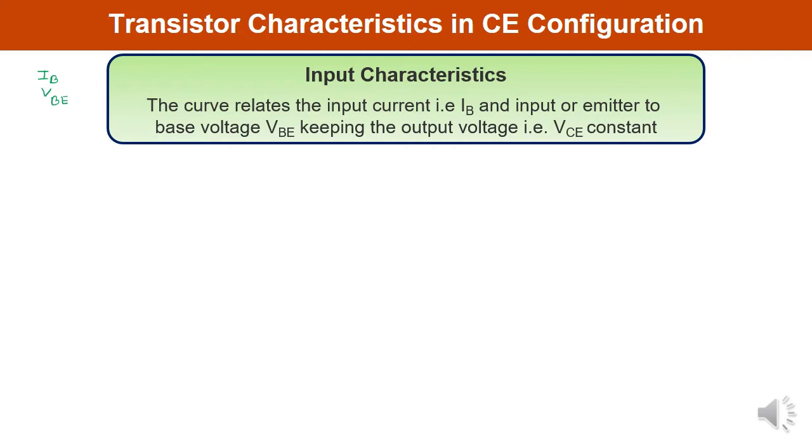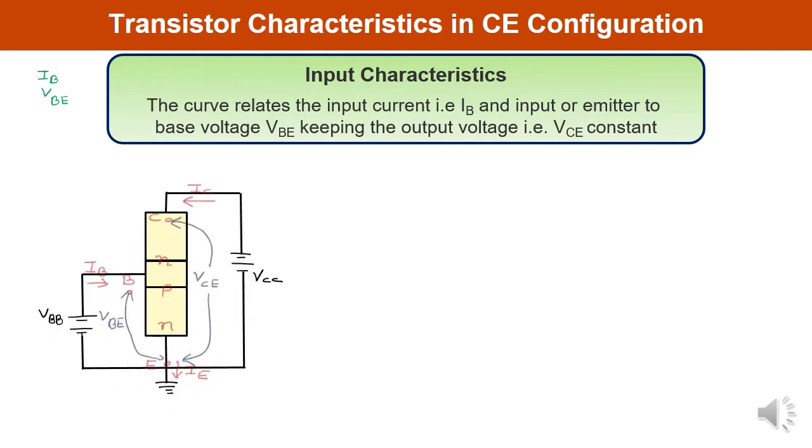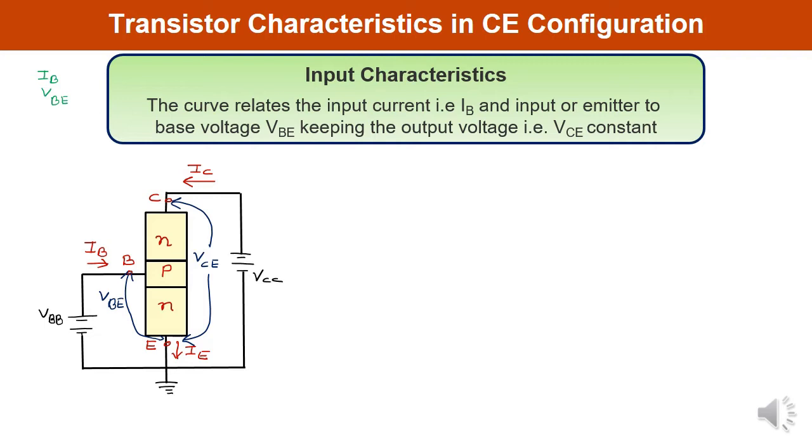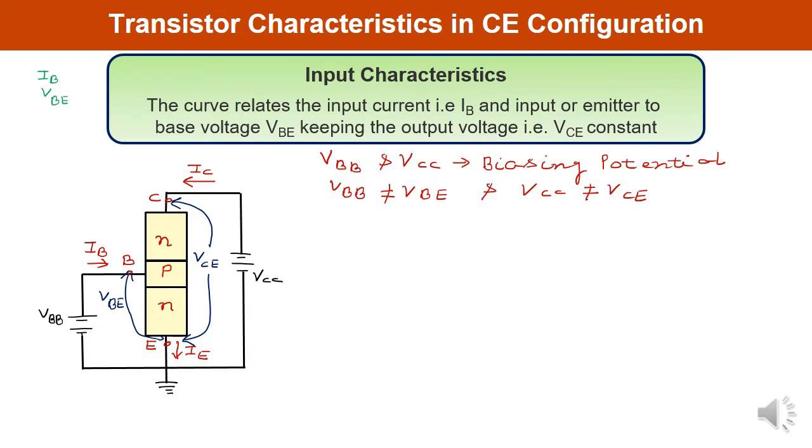Let us draw a common emitter configuration. In this diagram, you can see that the emitter terminal is made common with the base and collector. It is an NPN transistor. VBB and VCC are the biasing potentials, and you must remember that the value of VBB is not the same as VBE. At the same time, the biasing potential VCC is not the same as the output voltage, which is VCE. So VBB and VCC are provided only for biasing. Here you can see IB is the input current, IC is the output current.